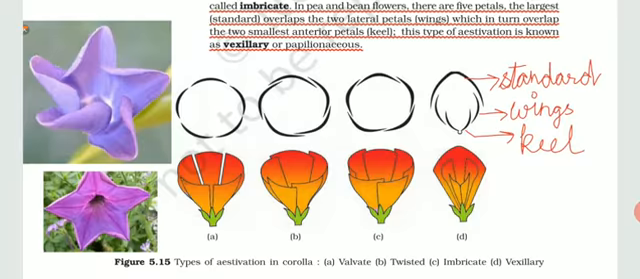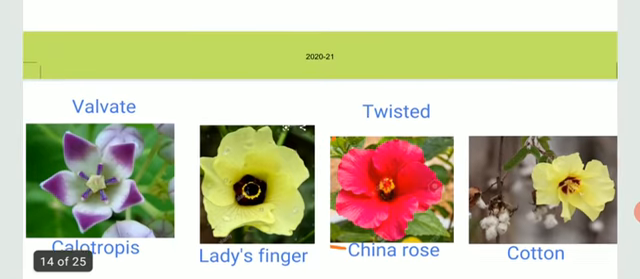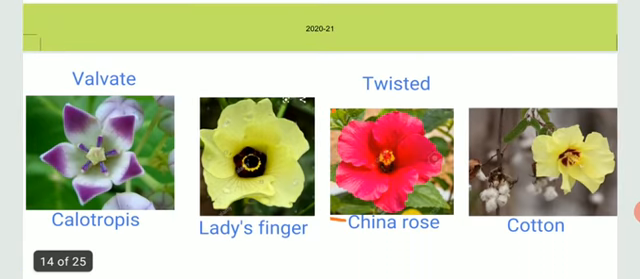So we are going to study this from the diagrams. Here we have very beautiful pictures of different flowers. In the first case, you can see calotropis. It is also known as ak. It is usually found on any bare land, any plot which is openly found.